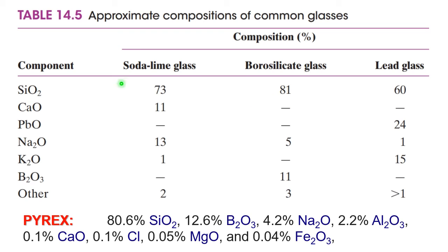Glasses themselves are silicates having mostly SiO2, some calcium and some sodium, with very little other admixtures. So essentially it's calcium sodium silicate.